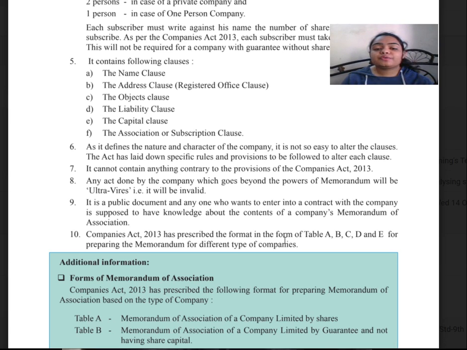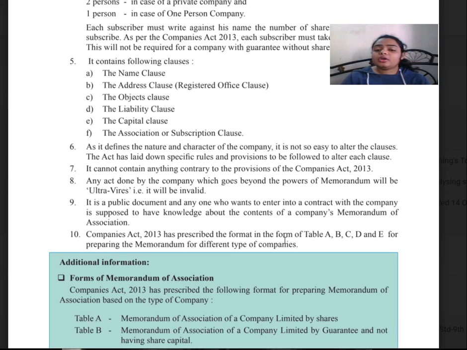As it defines the nature and character of the company, it is not so easy to alter the clauses. The Act has laid down specific rules and provisions to be followed to alter each clause. It cannot contain anything contrary to the provisions of the Companies Act 2013. Any act done by a company which goes beyond the powers will be ultra vires, that is, it will be invalid. So, it defines the nature and the character of the business, and it is not easy to alter the clauses which are mentioned above.